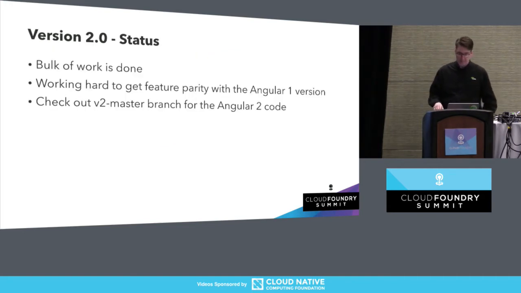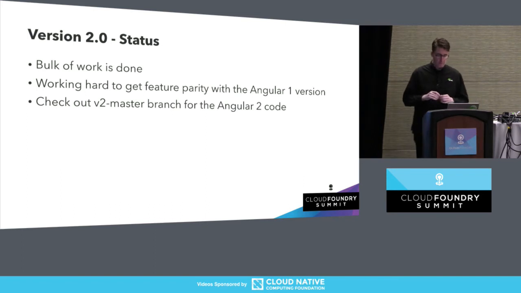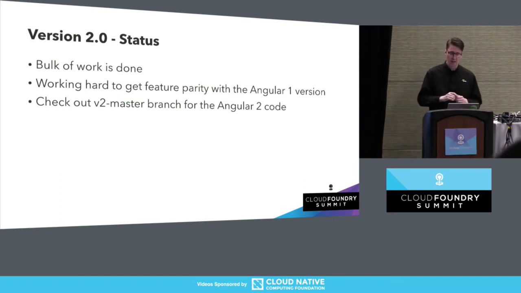So mostly done. We want to get feature parity with version 1. It's very, very close. There are only a few things. I've only actually been playing with this version for about a week now, and so sometimes in the demo, I was looking for a feature that I was expecting to be there. There were only a couple that were missing, and I don't anticipate it'll be very long before we have all that we had in V1 plus the new things. And it's the V2 master branch to look at the Angular 2 code.